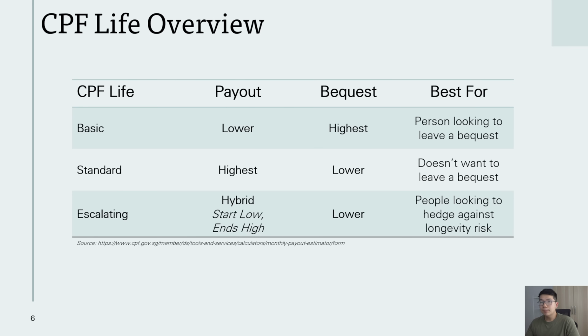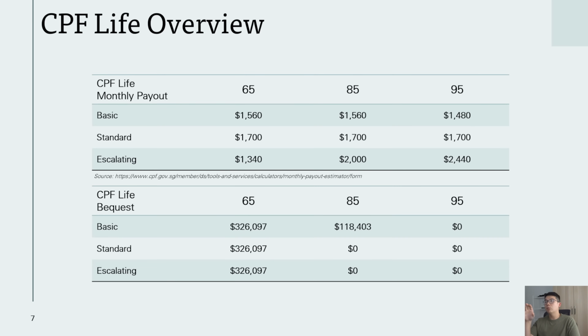For the escalating plan, it's for people who want to hedge against longevity risk. If you think that you live until like 95, maybe the escalating plan would be best. If you are going to live until like 100 plus years old, of course the escalating plan might be the best one to choose. So it's really to hedge against longevity risk. So just to give you a quick snapshot of the monthly payouts for the different age ranges, I put this together from the CPF Life calculator.